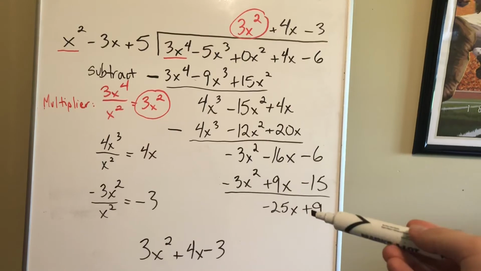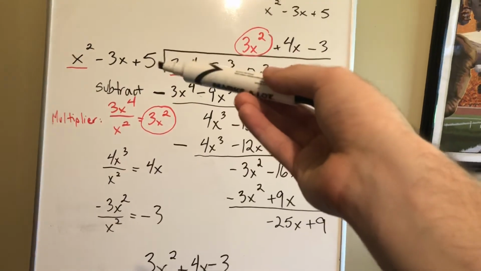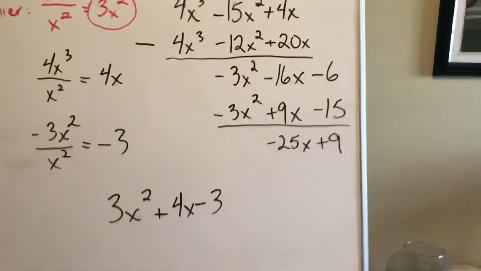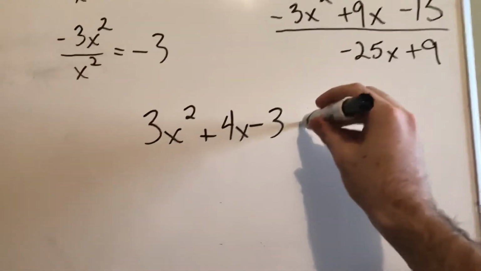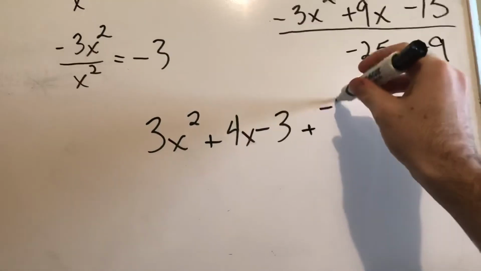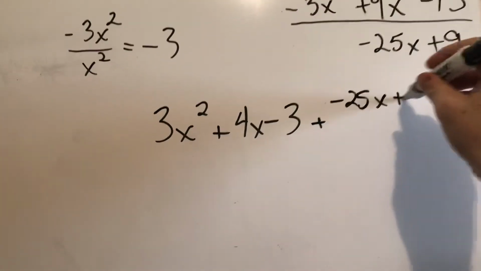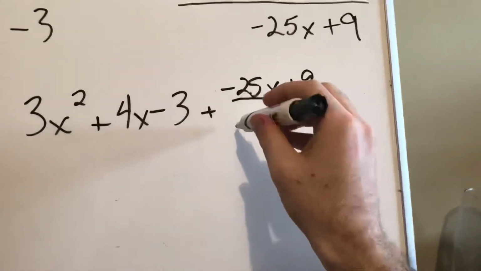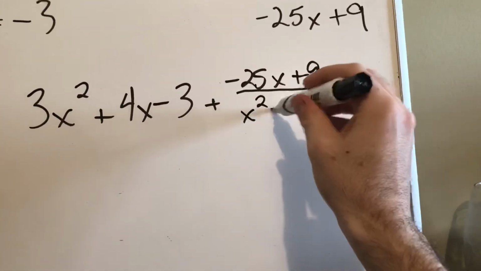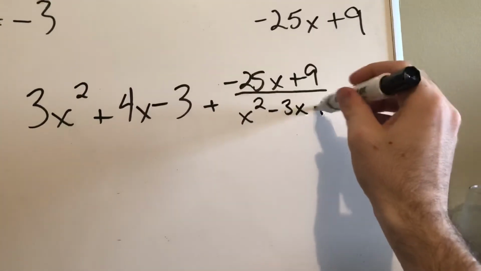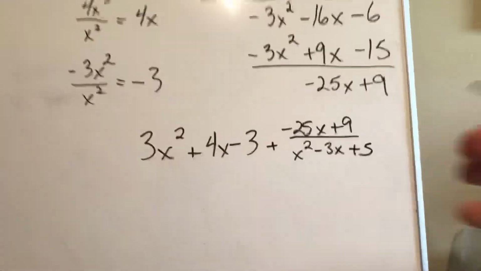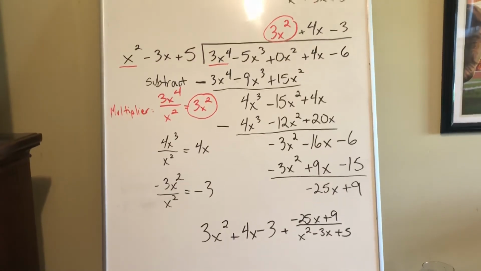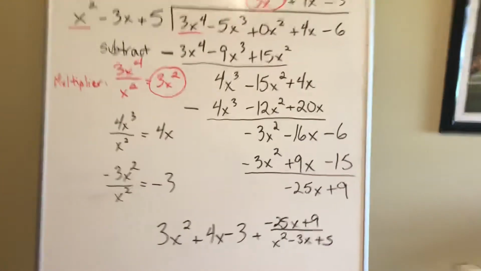This remainder is still technically being divided by this polynomial expression we have right here. So the way I'm going to express it, since it's a full expression, I'm going to make it plus, and then put negative 25x plus 9, and then it has a denominator of the divisor, which was, for the whole problem, x squared minus 3x plus 5. So it's a long process, but that is how it gets done. I wanted to walk you through it myself. That is your final answer down at the bottom right here.